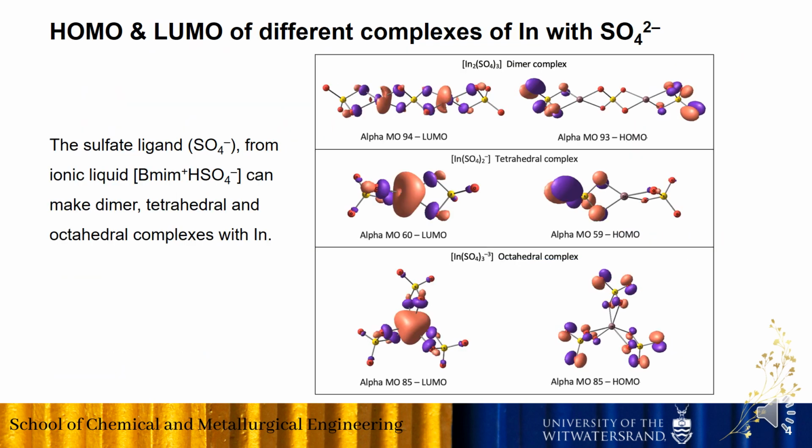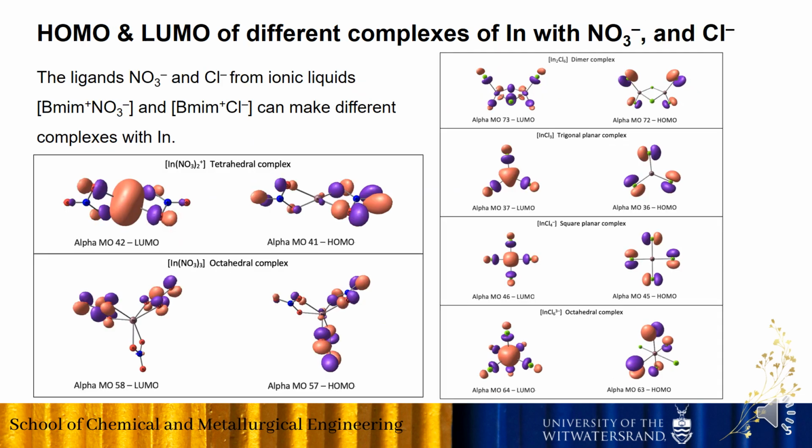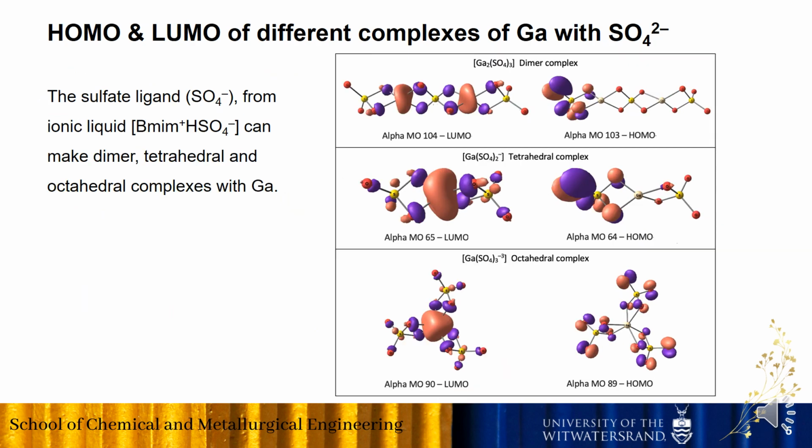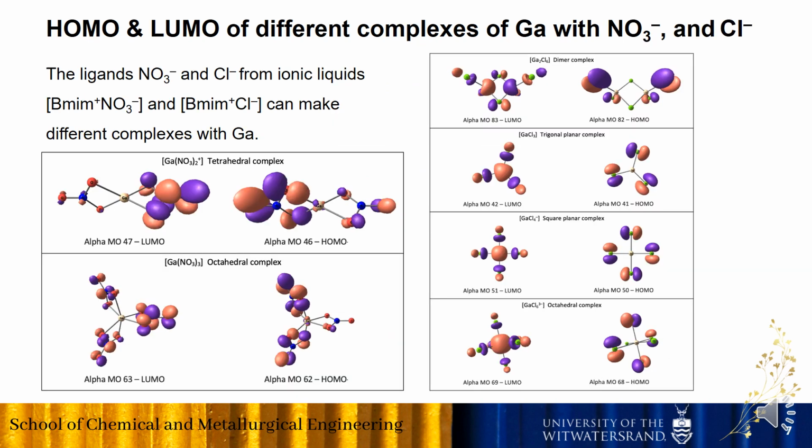Here we see the HOMO-LUMO of different complexes of indium with sulfate ligand, which comes from the ionic liquid bmim sulfate. And here is the HOMO-LUMO of different complexes of indium with nitrate and chloride ligand. On this slide we see the HOMO-LUMO of different complexes of gallium with sulfate. And here are complexes of gallium with nitrate and chloride ligand.